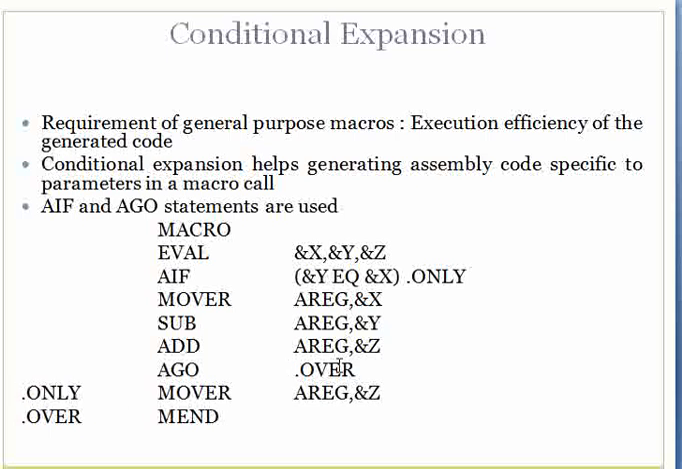It can appear as an operand specification with our AIF and AGO statement. So if you look here, .only is appearing in the operand specification part of AIF, and .over is appearing in the operand part of the AGO statement. When I say AGO .over, go to this line where .over appears as the label, and we see it's MEND, or end of macro.